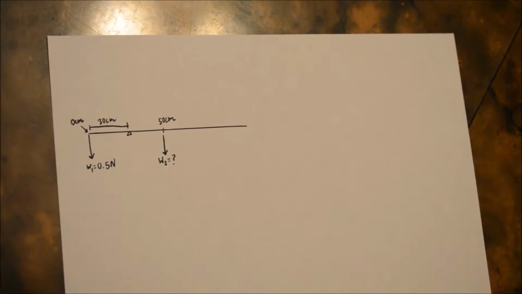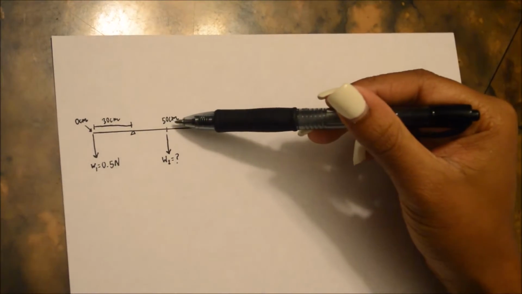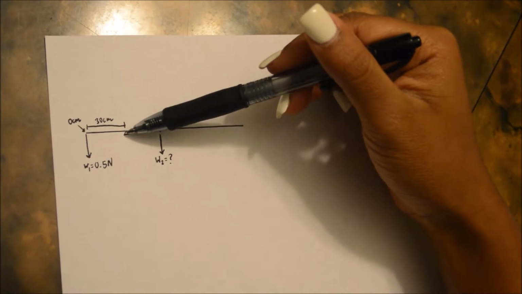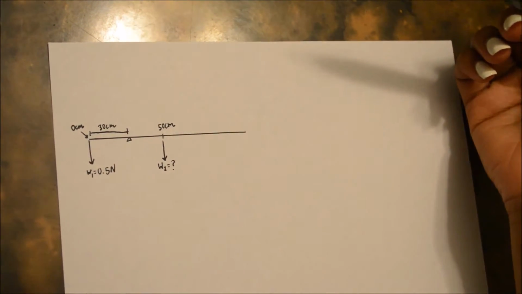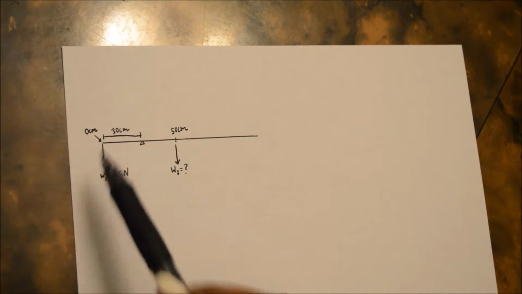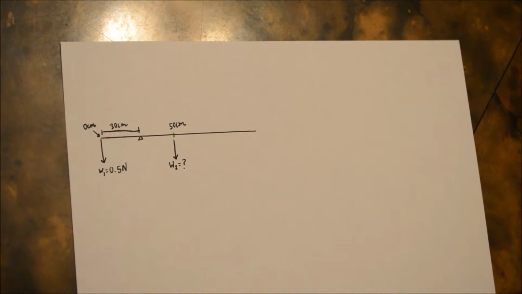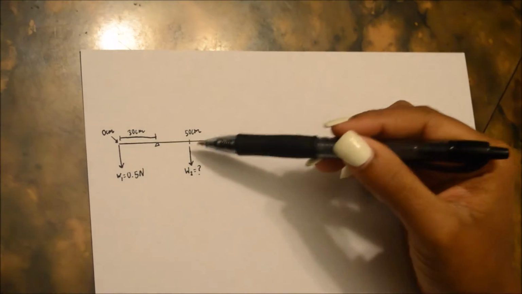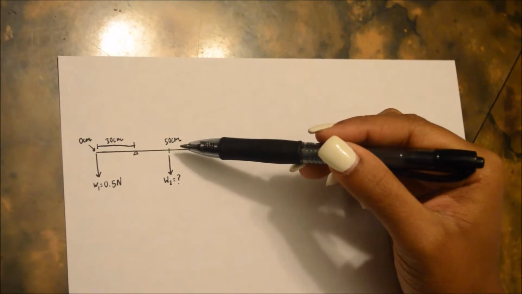First, we draw our meter stick. This is the 50 centimeter mark. We know that the meter stick is supported at the 30 centimeter mark. We also know that there is a weight that is 0.5 newtons that's hung from the 0 centimeter mark. Now we know that the weight of an object comes from the center of it. Therefore, the unknown weight of the meter stick will come from the 50 centimeter mark.